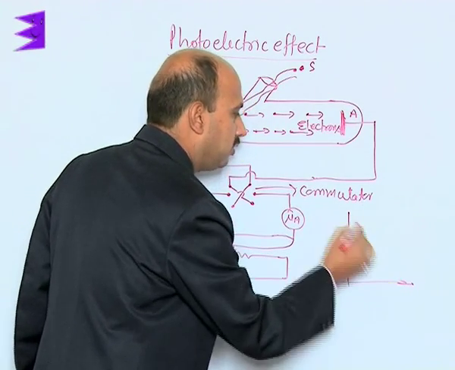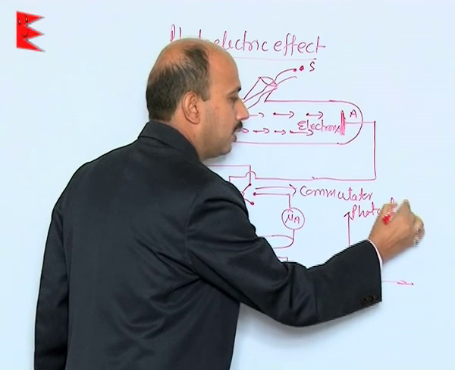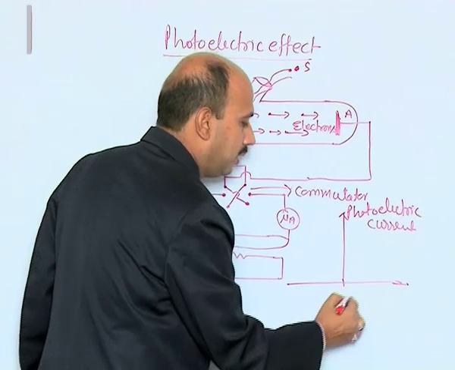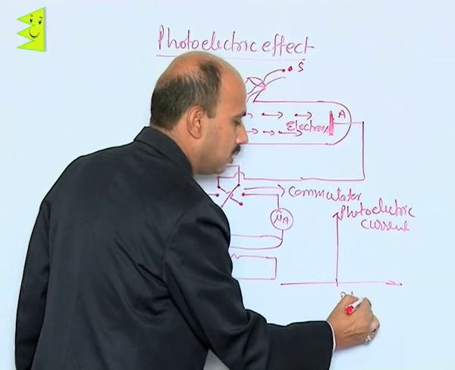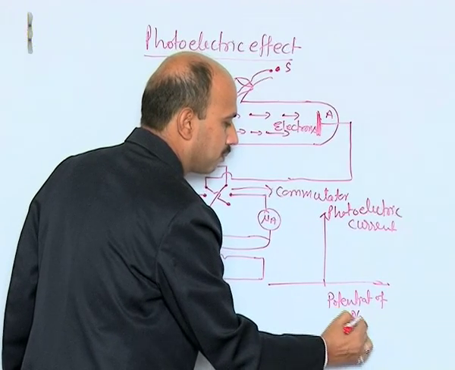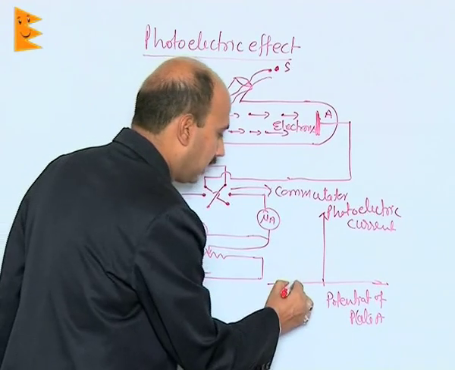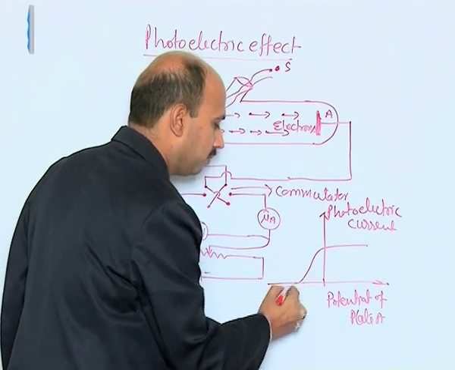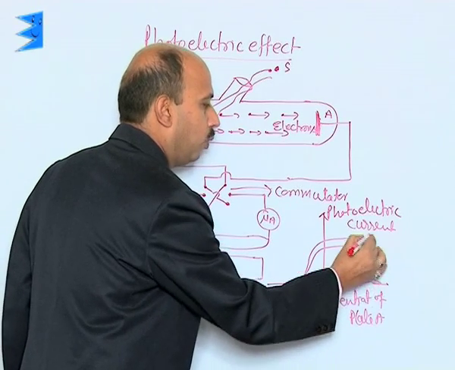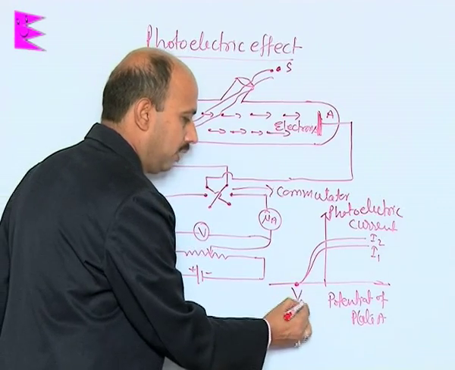Here I have taken the photoelectric current, and here is the potential of plate A, and the graph you will get is something like that. Here this is intensity I1, this is intensity I2, and this one is your V naught.